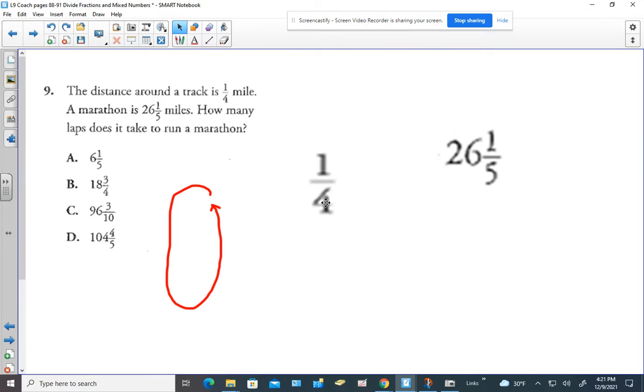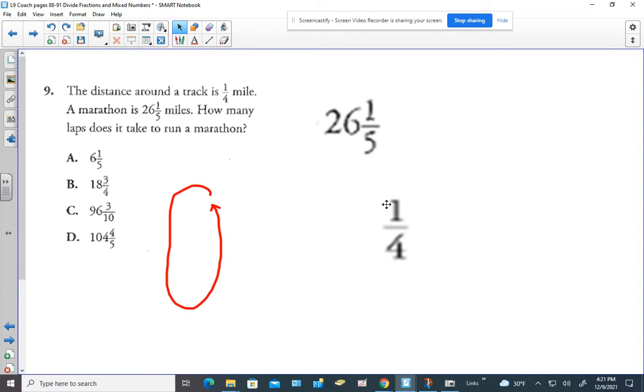Are we taking 1/4 and breaking it up into equal groups of 26 and 1/5? Well, hopefully you're giving it some thought and realizing that it's really 26 and 1/5 being broken up into equal groups of 1/4, right? Because aren't we doing multiple laps of 1/4? So we're dividing. Now when we're dividing, step 1 is to turn any mixed or whole numbers into improper fractions.